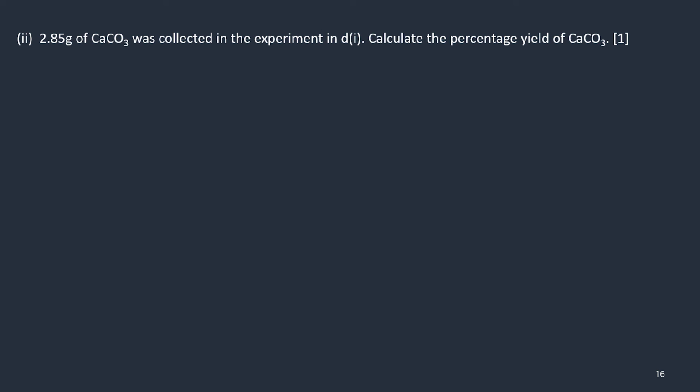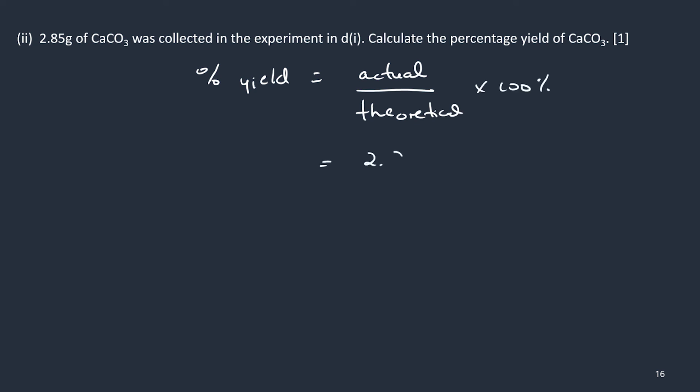Lastly, they want us to calculate percentage yield of calcium carbonate given that the amount collected in the experiment was 2.85 grams. Now remember, percent yield is equal to the actual mass formed divided by the theoretical, which is basically what you calculated, times 100%. And so that's 2.85 divided by 3.3, which is what we calculated in the previous question, times 100%. And so here we get 85.6%.